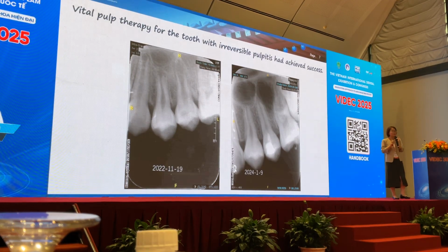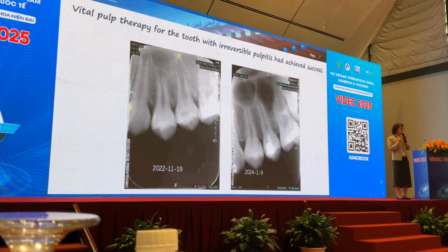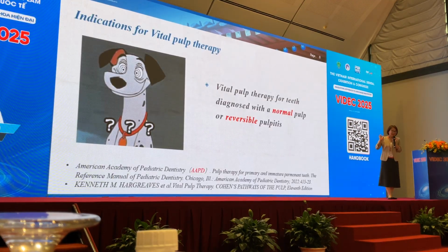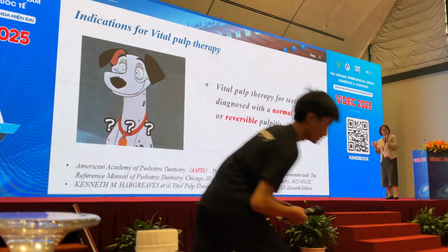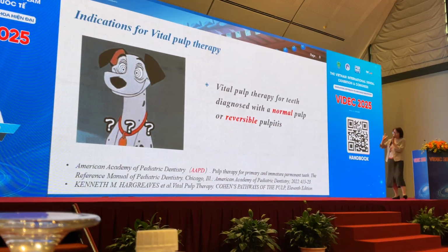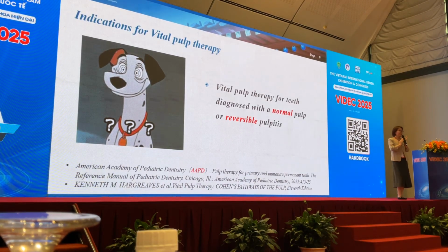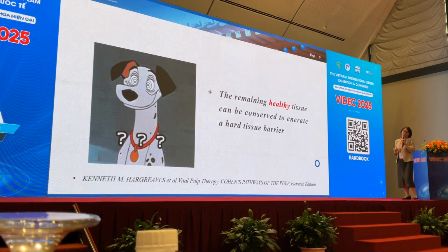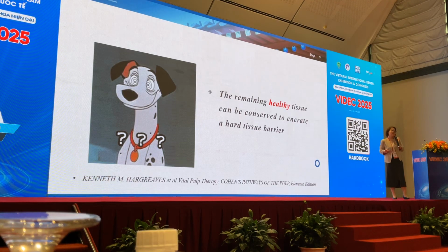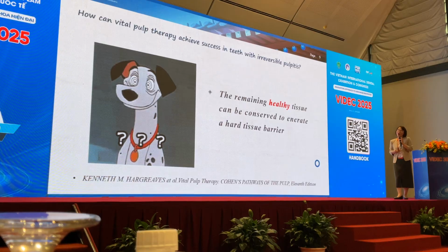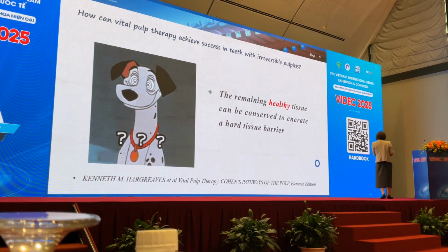Now some of you may be a little bit confused, right? Because it's been taught for a long time, even until now, that white pulp surgery is indicated for teeth with normal pulp or reversible pulpitis, and only healthy tissue should remain. So, the question: how can white pulp surgery achieve success in teeth with irreversible pulpitis?